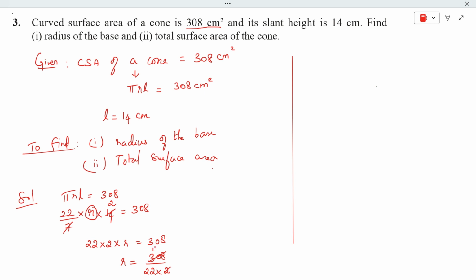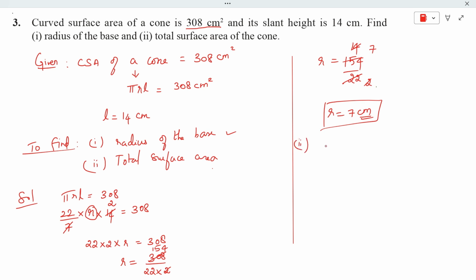So 154. So R is 154 by 22. So I can cancel using 11 tables. 11 times 2, 11 times 14. Again, I can cancel 2 and 14 by 7 times. So R is 7 centimeter. Don't forget to write the unit, as unit is highly important for the marking criteria.